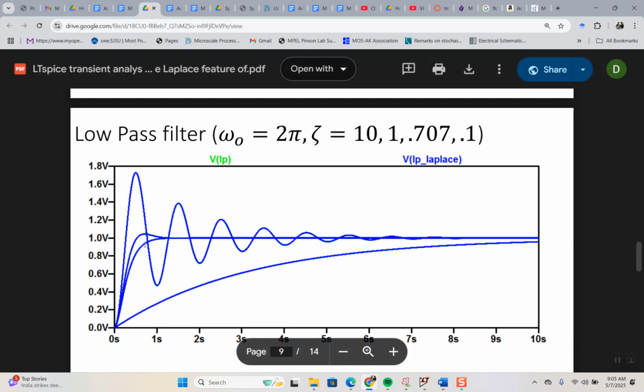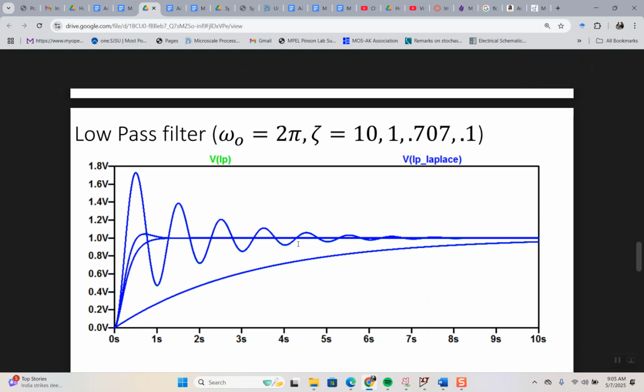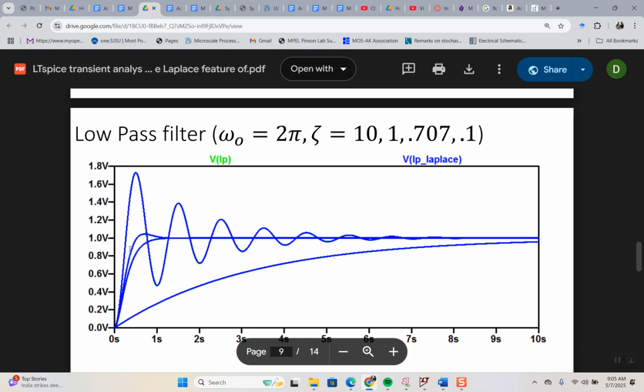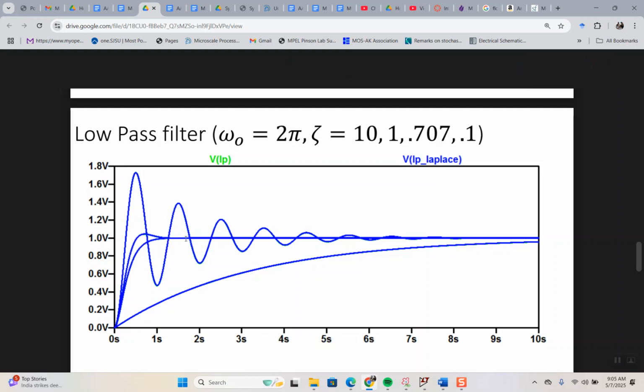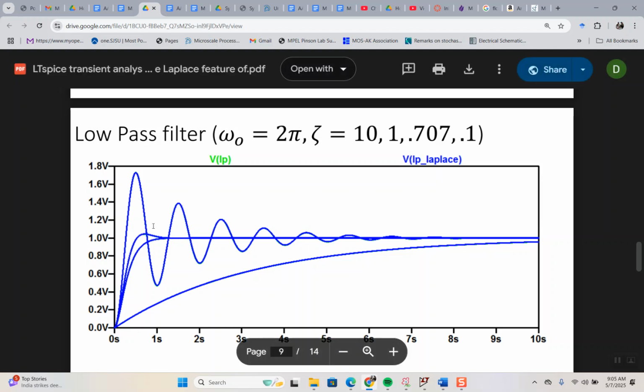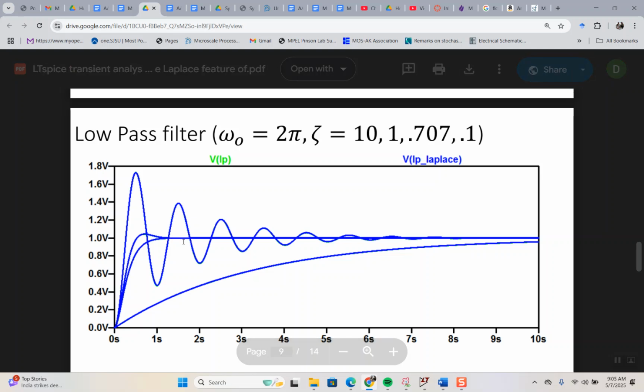So with 0.1, it's oscillating quite a bit, so it's certainly underdamped. Then 1 has a smidgen of overshoot and then settles. And that's kind of how you can tell the Butterworth is that it rises and doesn't oscillate back. Then critically damped is right below it.